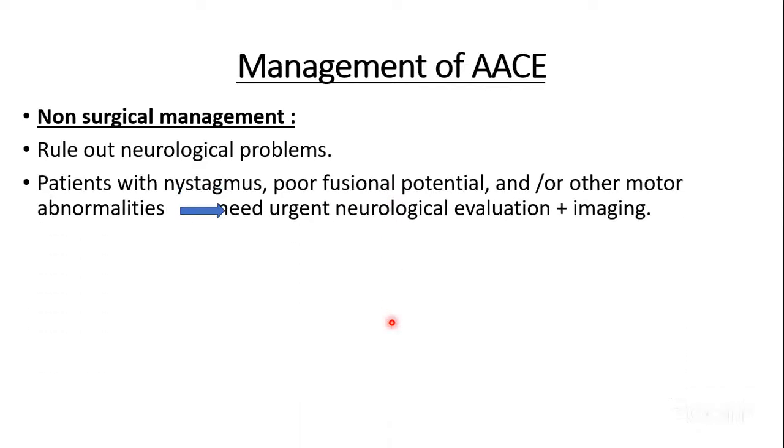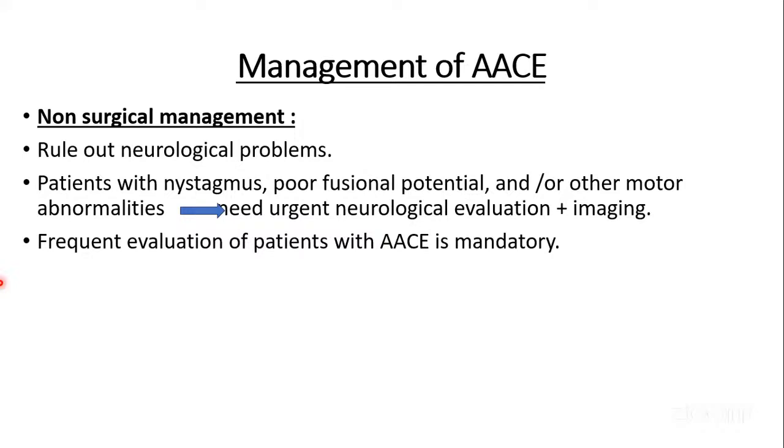So management of acute acquired comitant esotropia. Firstly, you need to rule out neurological problems, especially in patients with nystagmus, poor fusional potential, other motor abnormalities. You need to do urgent neurological evaluation plus imaging. Frequent evaluation of the patient to know what is happening, if the angle of deviation is increasing, if the angle of deviation is decreasing, if the patient started developing limitation of extraocular motility. So you need to do frequent evaluation of those patients.